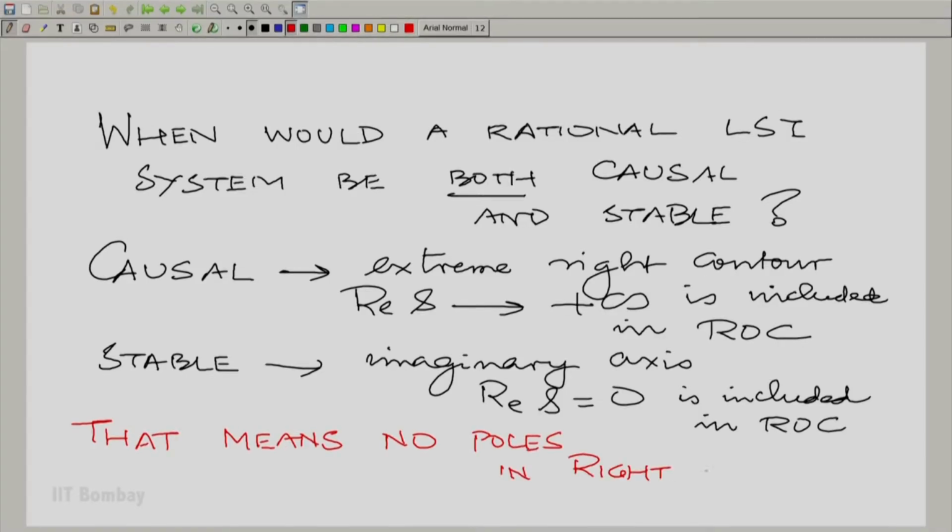Let us write that down. It is as simple as that. A linear shift invariant system, if it is rational, is stable and causal if and only if all its poles are strictly in the left half plane. So, the imaginary axis is also included and real part of S tending to plus infinity is also included. So, the entire right half plane is free of poles.